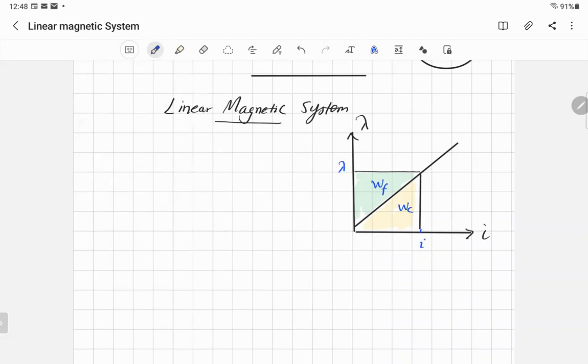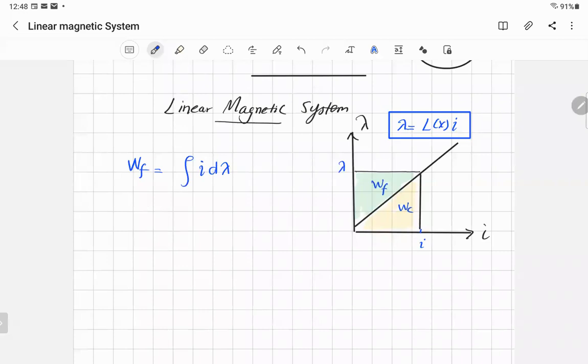So we know that WF is equal to the integration of I d lambda. But since this is a straight line, you can find the relationship between lambda and I as a straight line equation. So actually you can write it like that: lambda is equal to L of X times I. The relationship between lambda and I is the inductance L. Why do I write L as a function of X? Because you can plot many straight lines according to X. The slope of this straight line is L, the inductance.